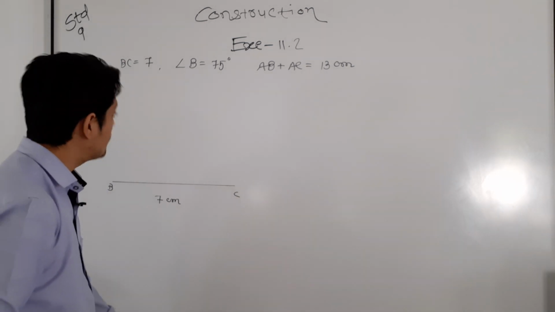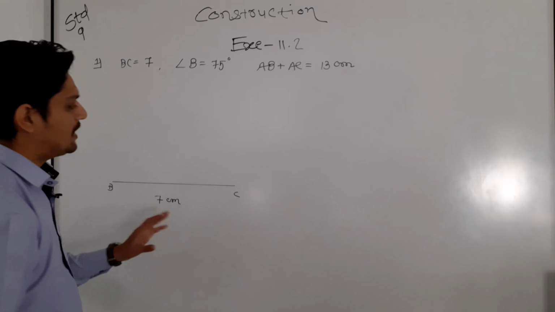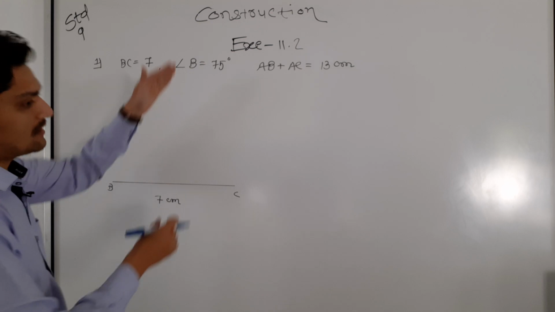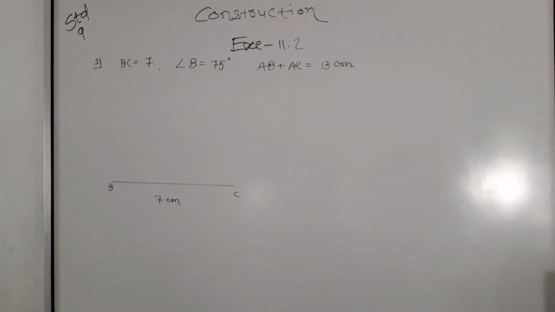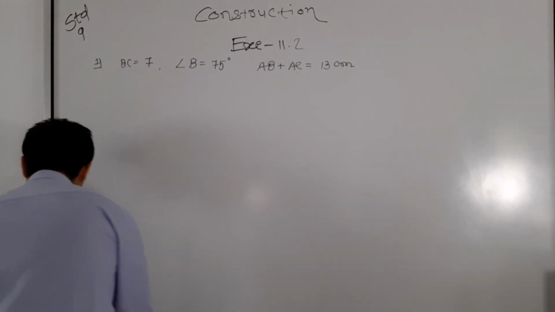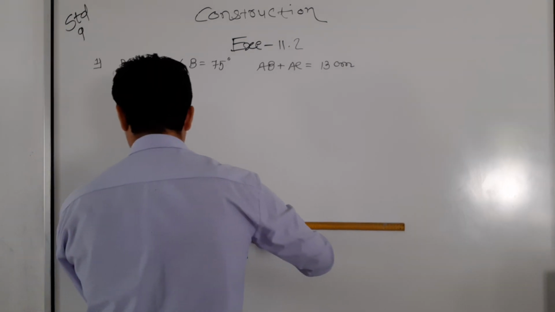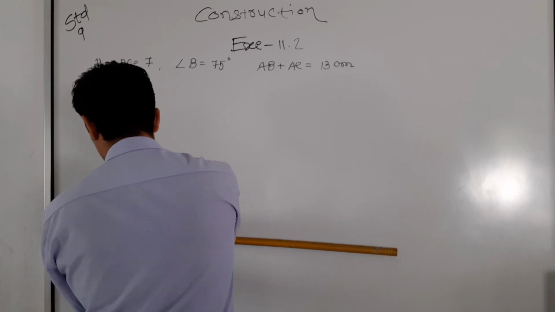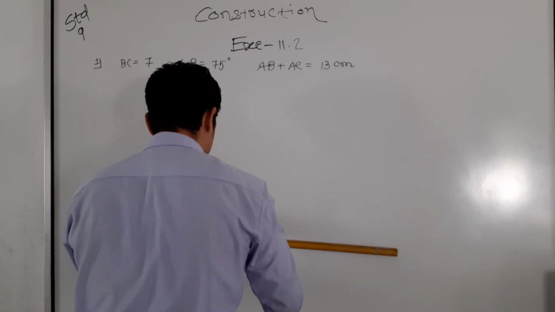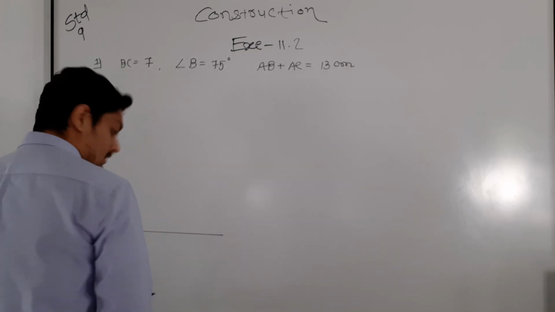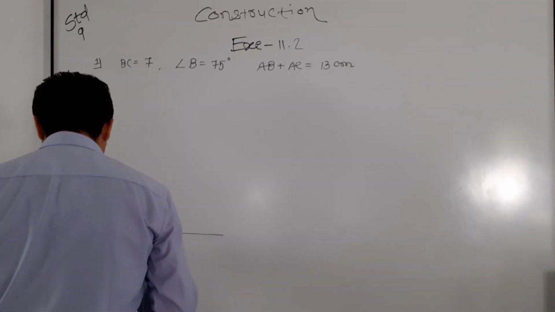Now we have to draw a 75-degree angle. Let me draw it a little bit downside, otherwise on the top side it will not fit. Now the 75 angle we have to draw.